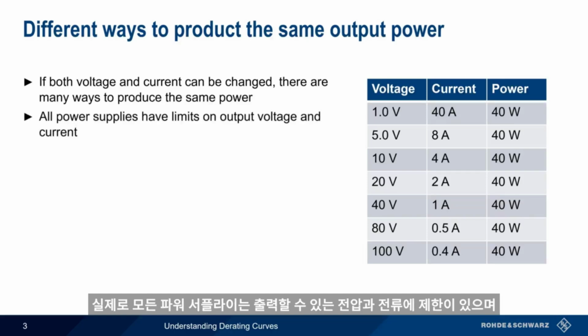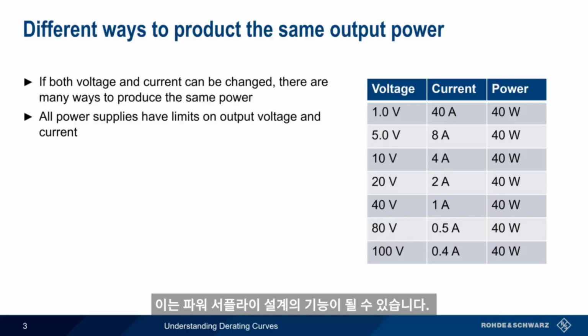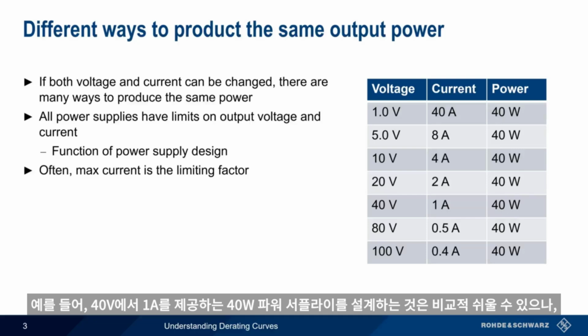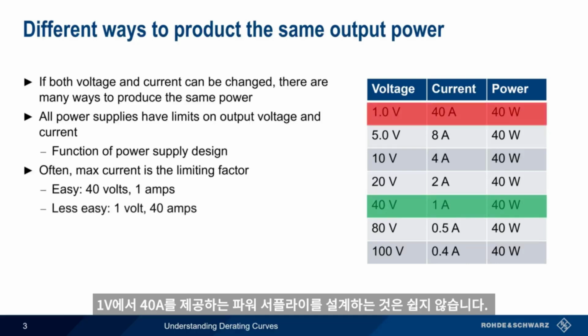Practically speaking, however, all power supplies have limits on the output voltage and current that they can produce, and this is a function of the power supply design. In many cases, maximum current is the limiting factor. For example, it's relatively easy to design a 40-watt power supply that delivers 1 amp at 40 volts, but it's not quite as easy to build a supply that would provide 40 amps at 1 volt.